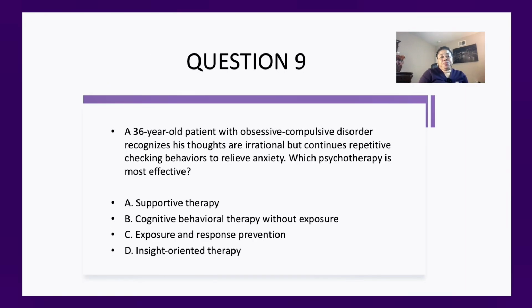Next. A 36-year-old patient with obsessive compulsive disorder recognizes his thoughts are irrational but continues repetitive checking behaviors to relieve anxiety. Which psychotherapy is most effective? This is OCD in action. So what do you think? We have supportive therapy, cognitive behavior therapy without exposure, exposure and response prevention, and insight-oriented therapy. Which therapy is the correct one? Please put it in the comment section.